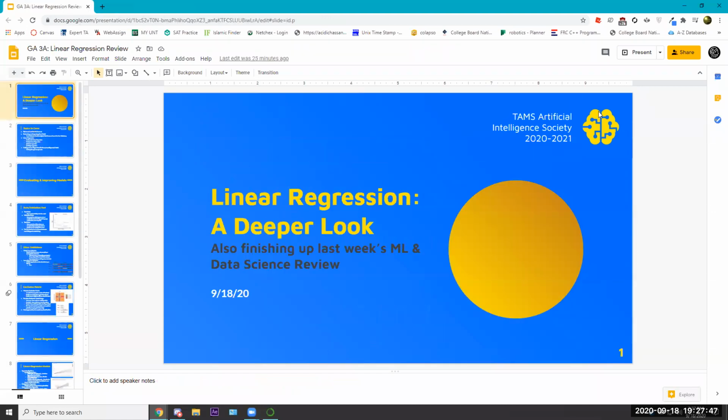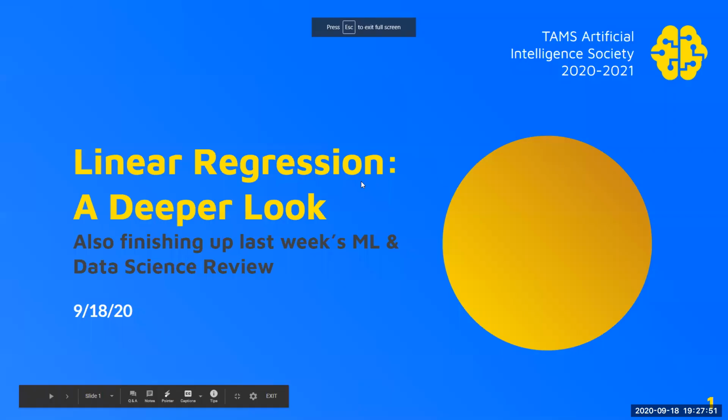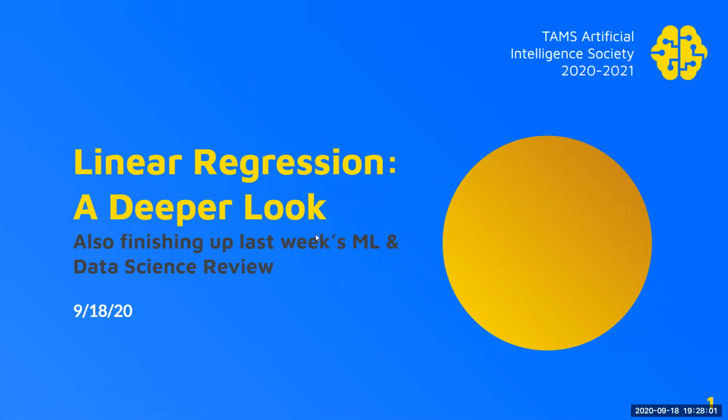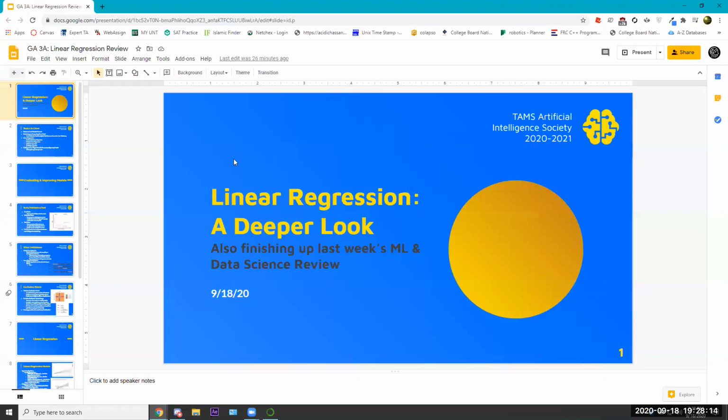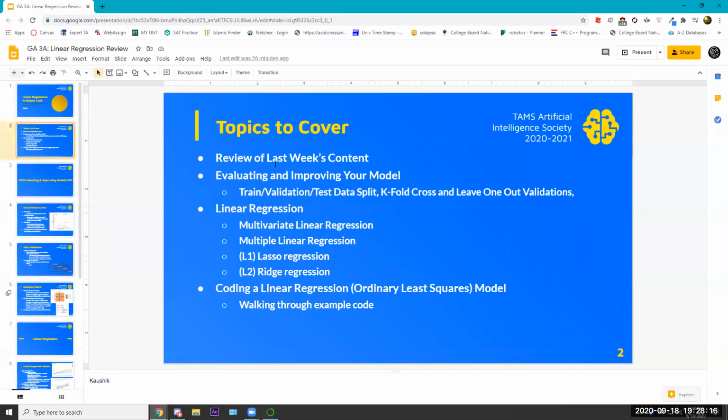this week's. Last week we started with linear regression as an example model, so we could apply some of the concepts that we learned. But now we're going to look more deeply into it. This is going to be the first lesson where we actually go into the math behind how it works. And we'll also finish up some data science and machine learning from last week that we didn't get to cover.